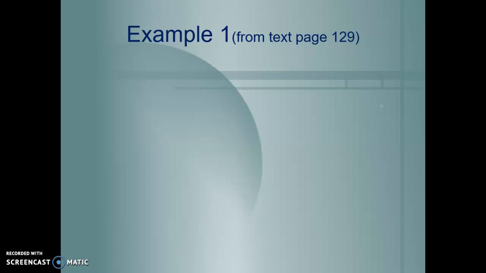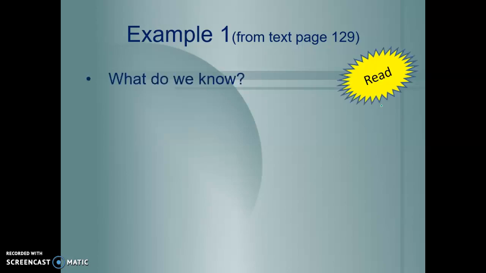Now, similar to those money problems that we did earlier, we are going to create a chart because we're talking about two different groups, and both of these groups are using this formula. So let's make a chart.